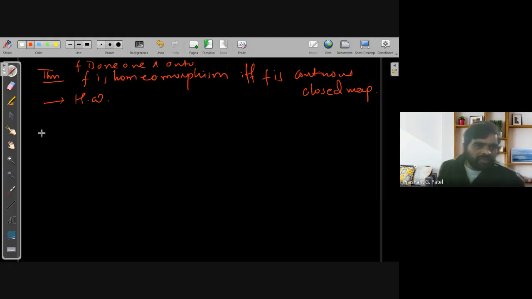Now the next definition is about the isometry. What do you mean by iso? Iso means same, and metry means distance. So that means same distance.